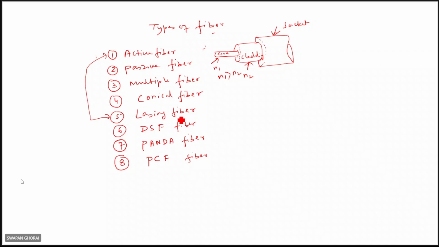Coherent light is called lasing fiber. If it is incoherent light, then it's called active fibers. Passive fiber, which is actually used for communication, is what we will focus on mostly in this syllabus. Passive fibers can guide light from one place to another. The conventional fibers are generally passive fibers.